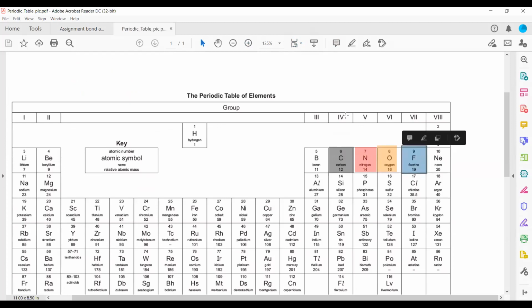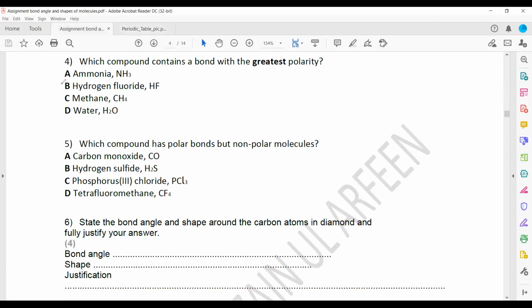As we discussed with electronegativity, when we move across the period, the electronegativity will increase. So they will become more electronegative. So when we check which bond will be the most polar, the most polar will be hydrogen fluoride.